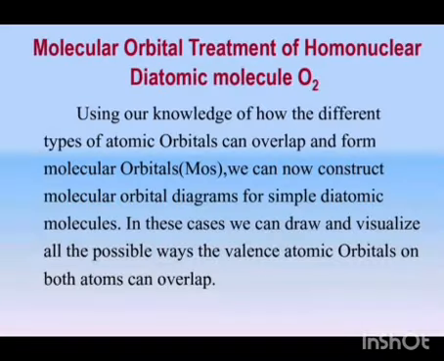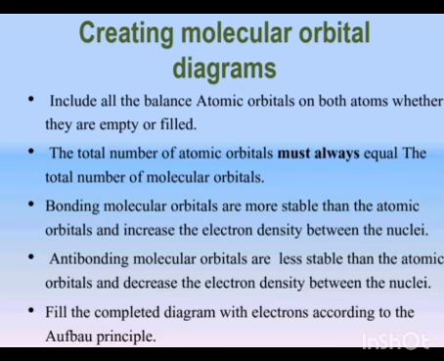Next, molecular orbital treatment of the homonuclear diatomic molecule O2. Using our knowledge of how the different types of atomic orbitals can overlap and form molecular orbitals, we can now construct molecular orbital diagrams for simple diatomic molecules. In these cases, we can draw and visualize the possible ways the valence atomic orbitals on both atoms can overlap. Next, I will move to creating molecular orbital diagrams.